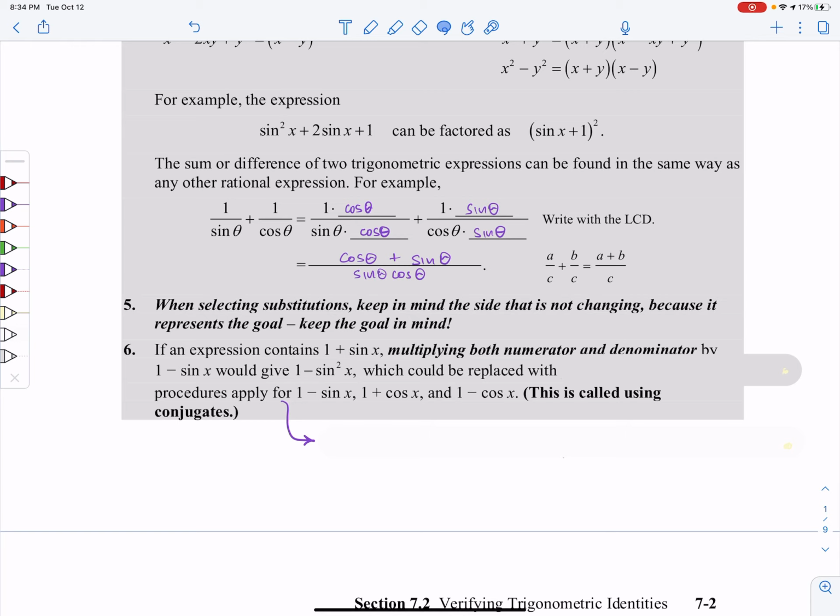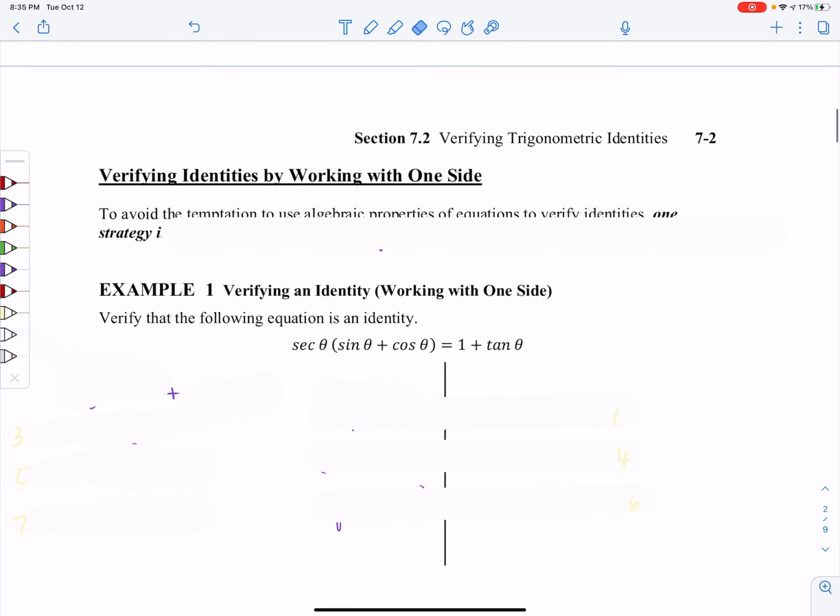And then 1 minus sine squared can always be replaced by cosine squared. And you could do this for any of the ones that look like Pythagorean identities. 1 minus sine of x, 1 plus cosine of x. Some other examples might be 1 plus tangent of x or secant of x minus 1. All of these are almost Pythagorean identities. All that's missing is the squares. So if it looks like a Pythagorean identity but it's missing the squares, you might be able to use conjugates.